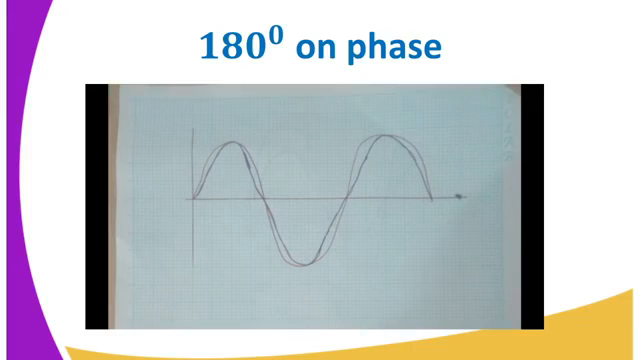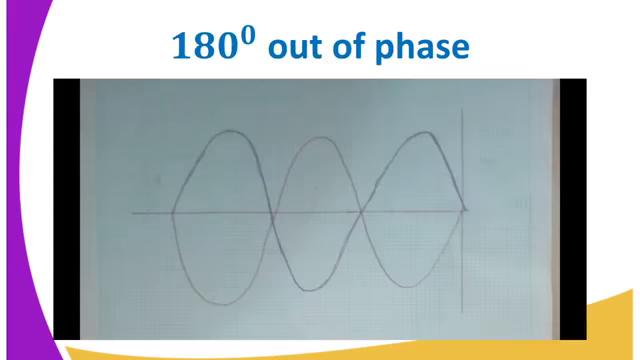Apart from 180 degrees on phase, I want us now to look at when the wave is said to be 180 degrees out of phase. When do we say that a wave is 180 degrees out of phase? First, when we talk about 180 degrees, this means that the amplitude of the wave remains the same. But out of phase means that the wave motions are traveling in different directions, but with the same frequency.